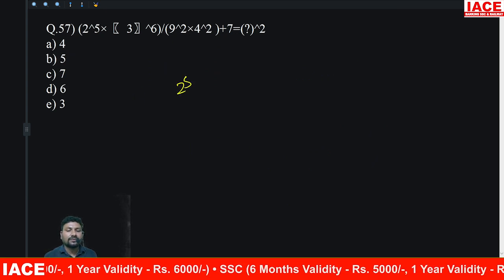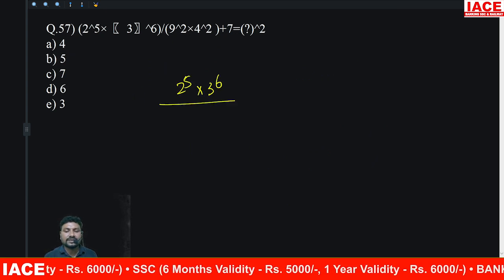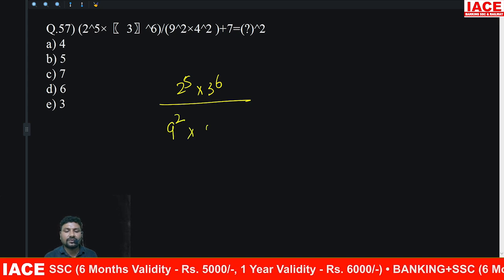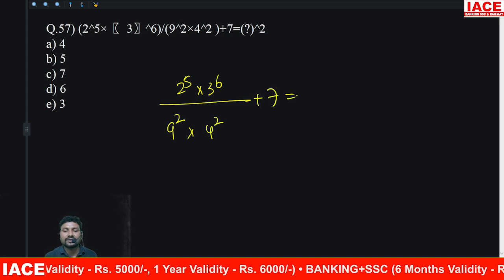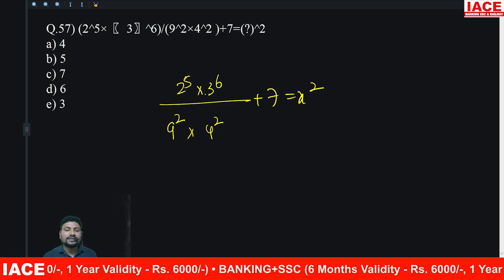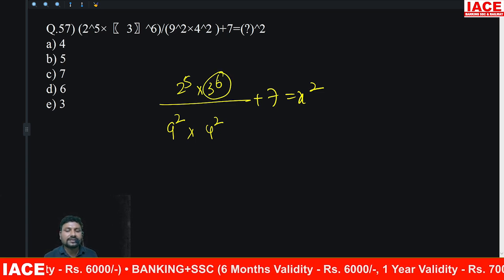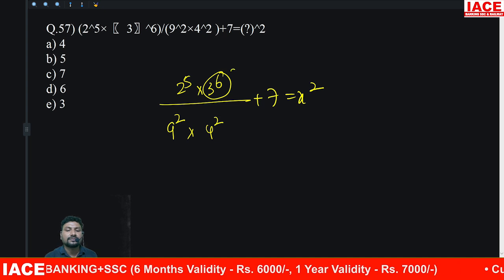2 to the power of 5 into 3 to the power of 6 by 9 to the power of 2 into 4 to the power of 2 plus 7 equal to x square. This is, you can change it. 3 to the power of 6, you can write it what?